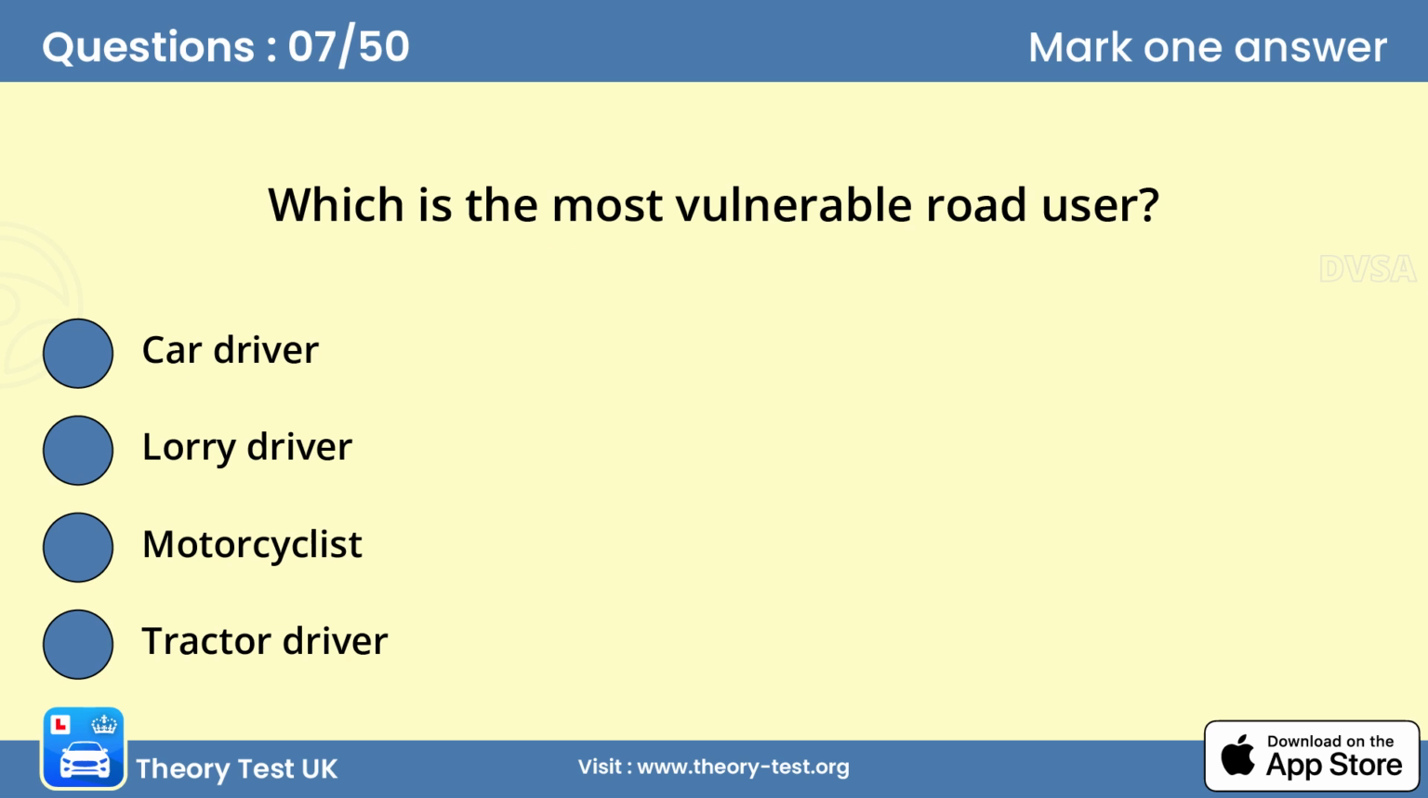Question 7. Which is the most vulnerable road user? C. Motorcyclist. Pedestrians and riders on two wheels can be harder to see than other road users. Make sure you look for them, especially at junctions. Effective observation, coupled with appropriate action, can save lives.